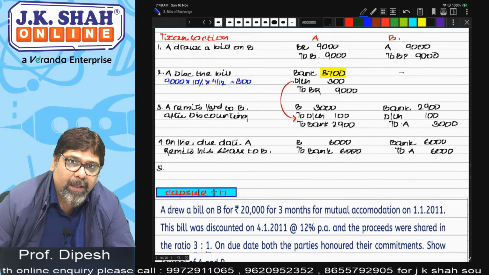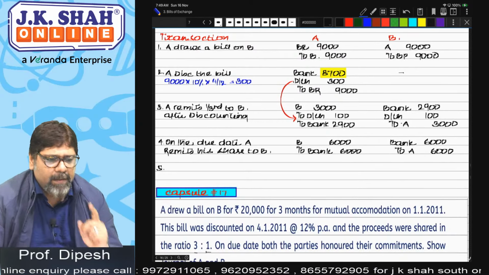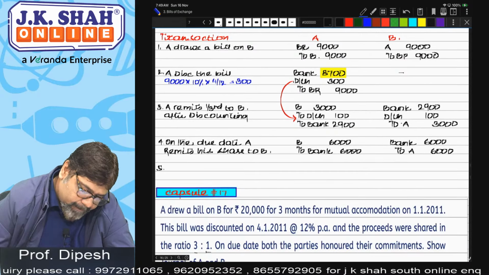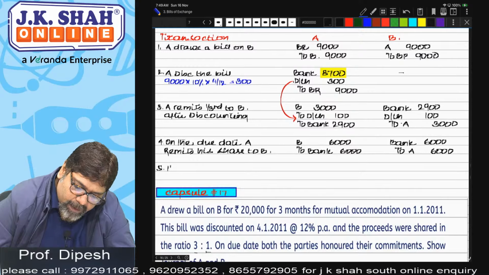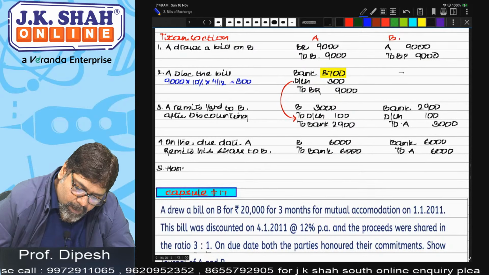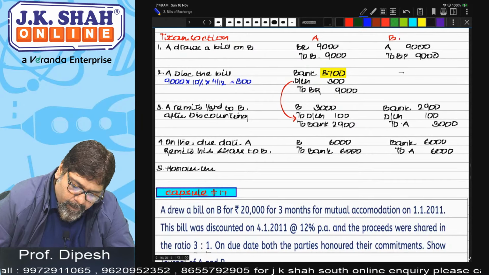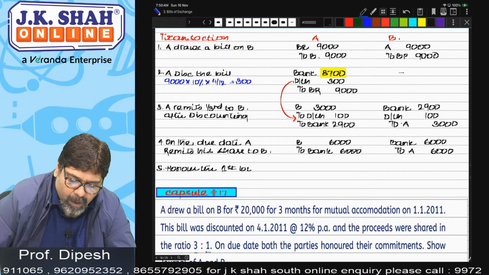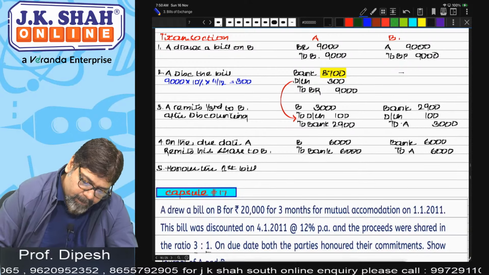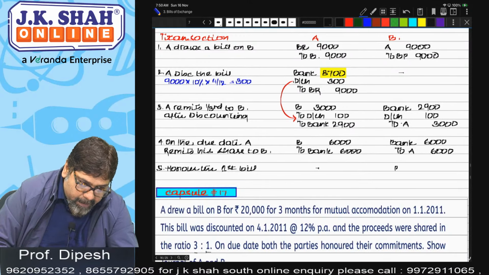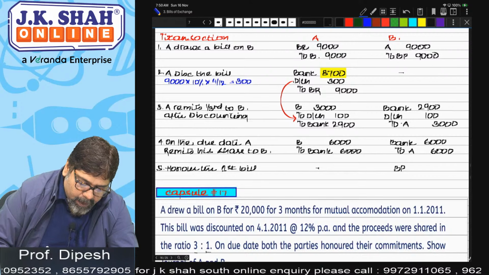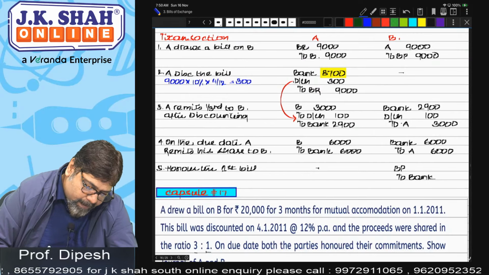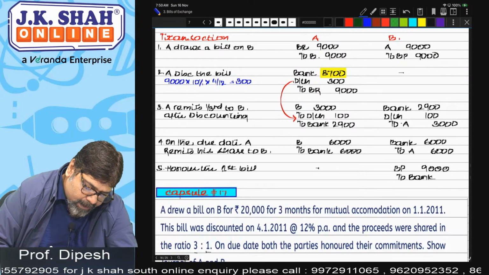Correct. So what entry will we pass? Sir, we will pass the entry to honor the first bill: bills payable to bank. How much? 9,000.